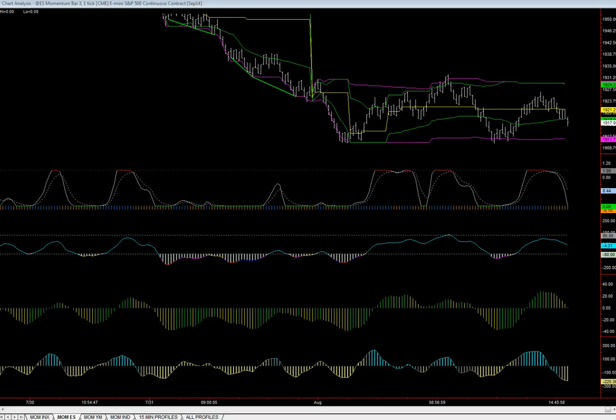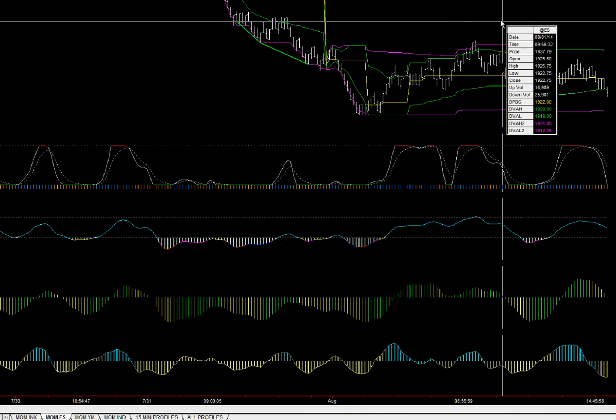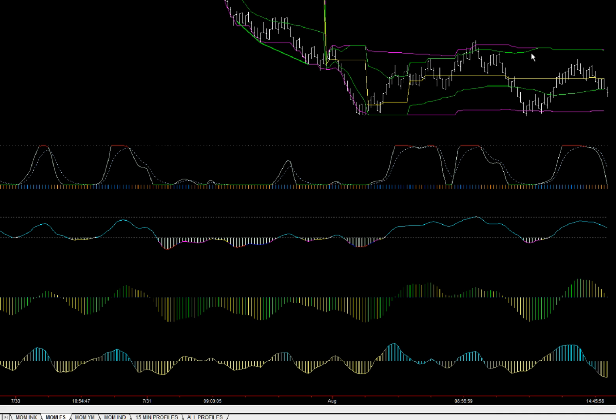Now, we're going to look at this period right in here for determining the trend. Now, obviously, when the slope of this indicator is negative, we are clearly in a downtrend. And until that slope returns to a positive one, we'll remain in a downtrend. But once it does, we're in an uptrend. Now, let's look at the market profile.